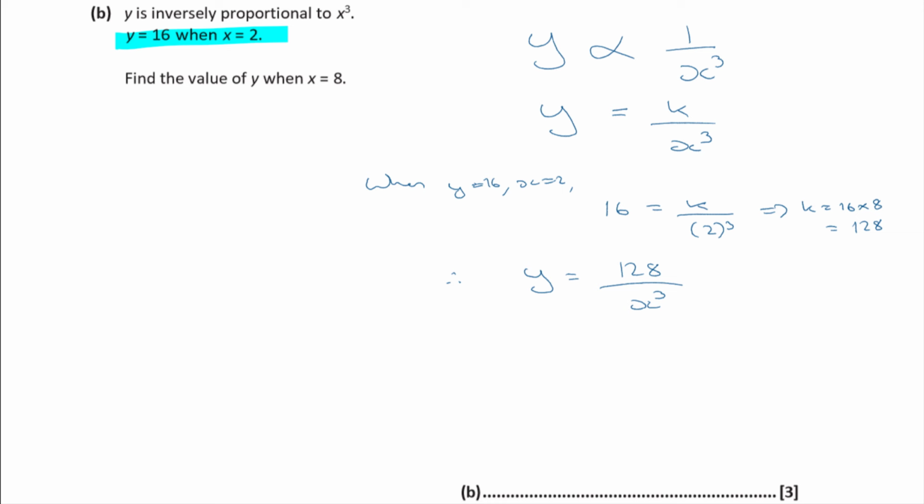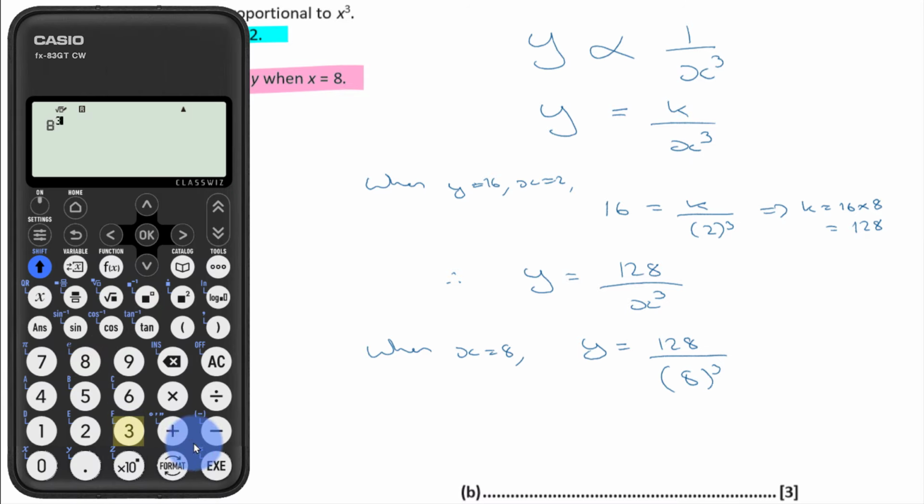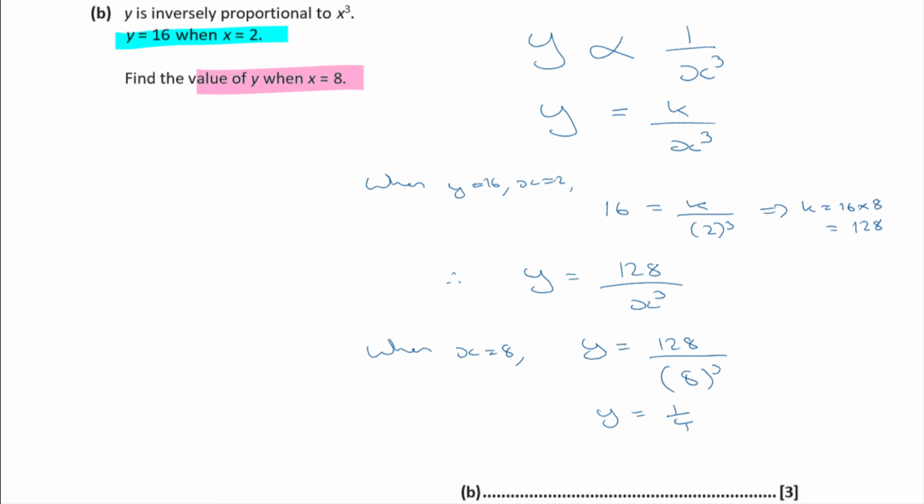Right, so now we've got the equation, we can go on and find the value of y when x is equal to 8. So when x equals 8, y is going to be 128 divided by 8 cubed. What is 8 cubed? 8 to the power of 3, that's 512. So y is going to be 128 over 512. 128 divided by 512, what fraction is that? That's a quarter. Okay, that's my answer. y is 1 over 4.